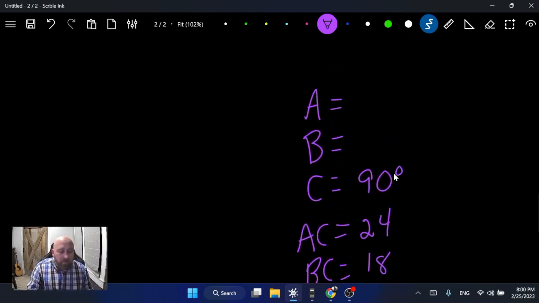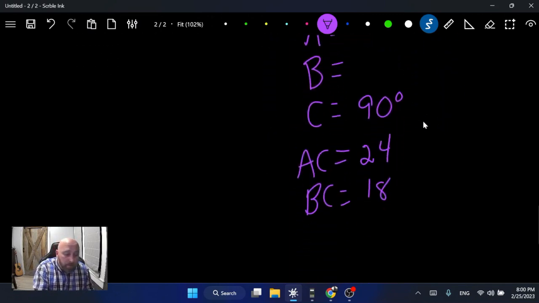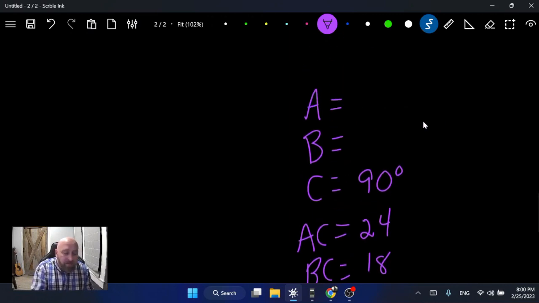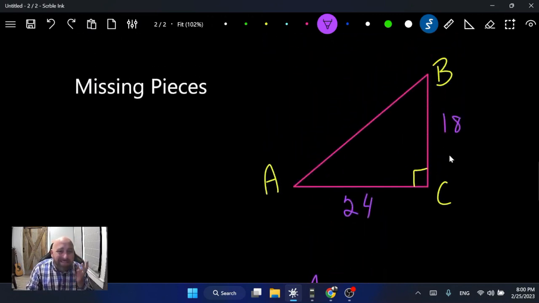So we've got some parts already down. What else do we need? We need AB, so we need AB equals, and then we need these different angles right here. So we've got some things that we need. Let's go back to this and think about this. We're not using Pythagorean's theorem. We are going to use trigonometric ratios.